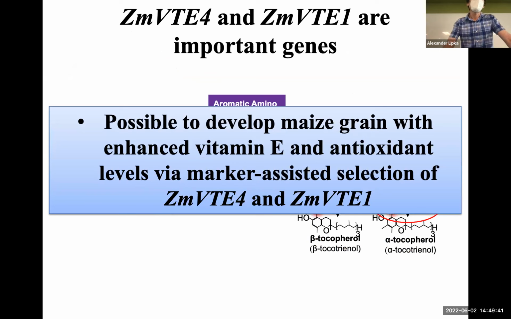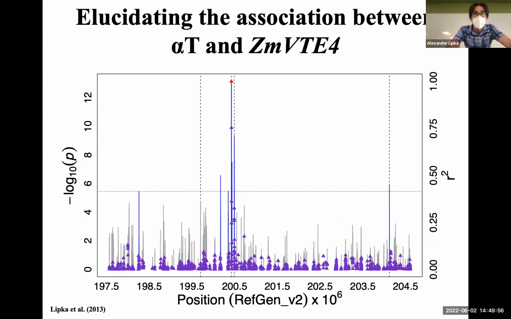So what this means is that marker-assisted selection efforts can select on the SNPs that we identified in this GWAS and boost vitamin E and antioxidant levels. Okay, so this morning I was giving a presentation about some stuff we did in soybean, and this is a very similar analysis to what we've done here, but I do see a question that somebody has typed.